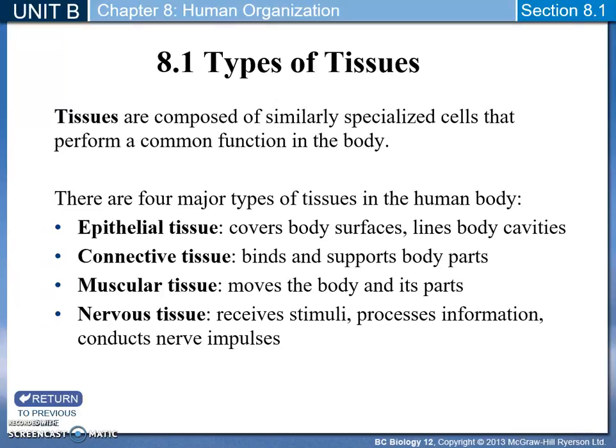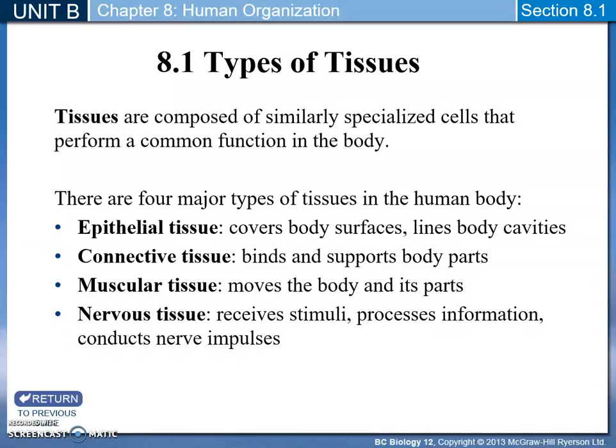Different types of tissue, and we'll find them in 4 different categories. So we have epithelial tissue, connective tissue, muscular tissue, and nervous tissue. And you can see from the list there that they serve different purposes.